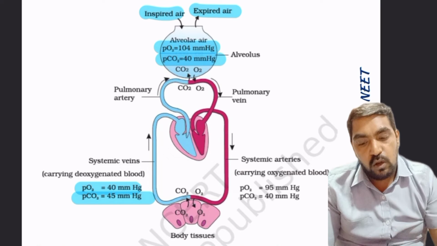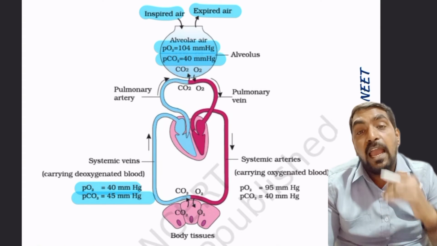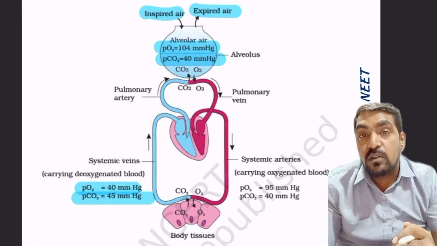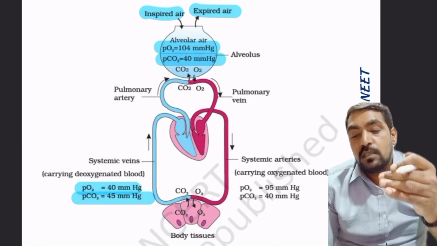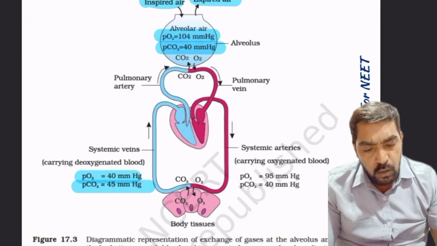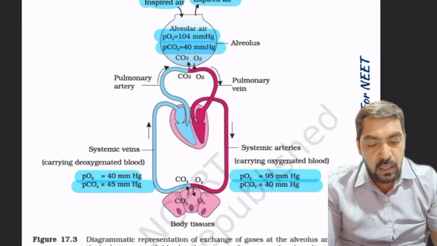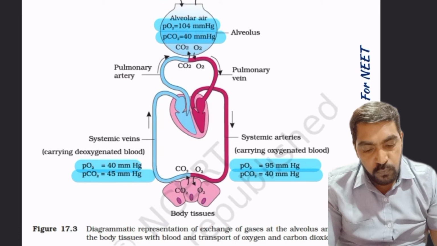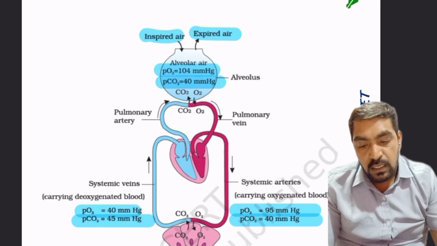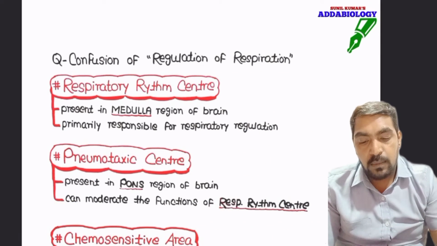That's why oxygen from the alveoli enters the blood. Partial pressure of carbon dioxide is 45 mmHg, which is more in deoxygenated blood and less in the alveoli. That's why the carbon dioxide from the deoxygenated blood diffuses into the alveoli and then it is thrown out through the nose. Look at this: systemic arteries, partial pressure of oxygen 95 mmHg and partial pressure of carbon dioxide is 40 mmHg. This is how the exchange of gases takes place. Remember the values, very important for your NEET exam.